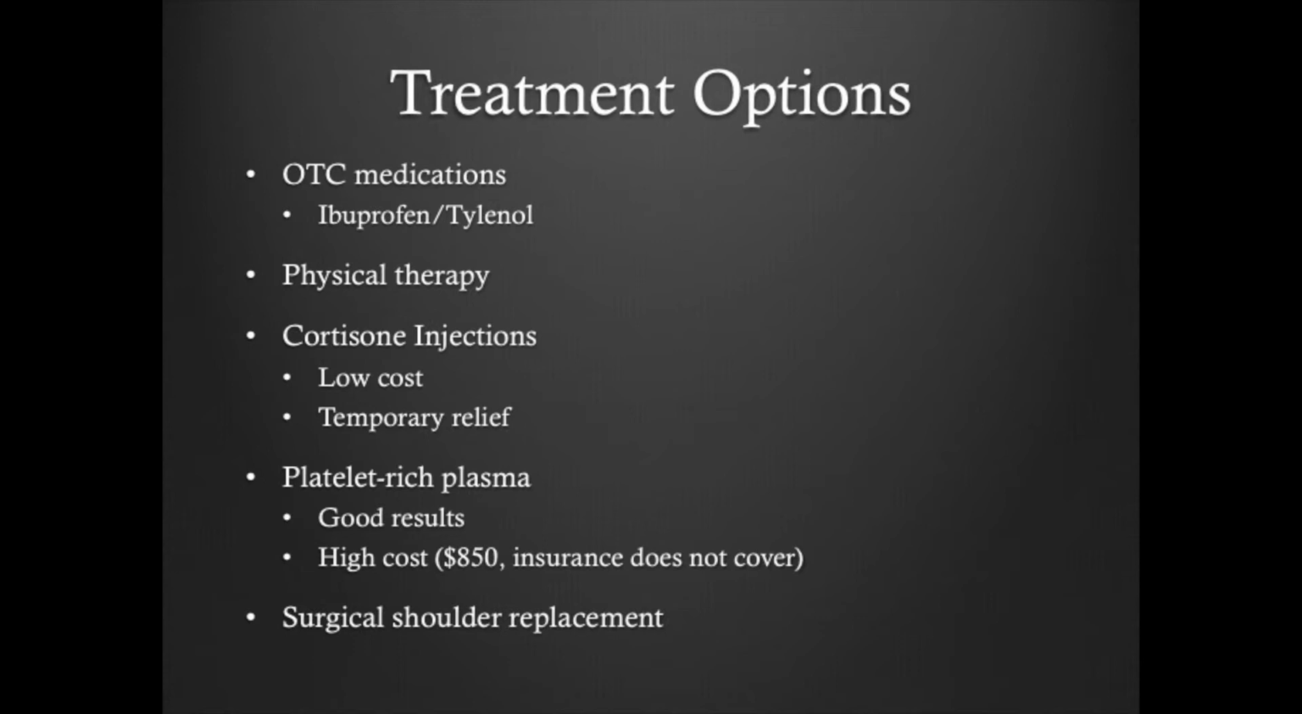Newer treatment options such as platelet-rich plasma can provide more lasting relief. However, unfortunately, although these have good results, these are not covered by insurance plans and come with a high cost of approximately $800 per injection. Finally, when conservative measures fail, shoulder replacement is the best option.